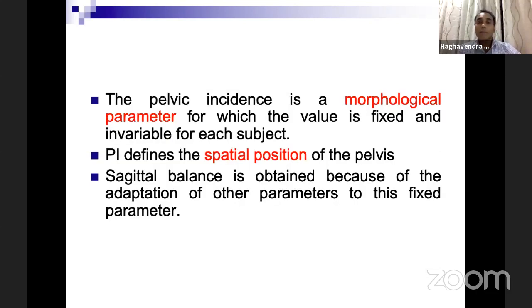Now, the pelvic incidence is a morphological parameter for that individual. What we have to remember is that once the individual attains skeletal maturity, the pelvic incidence is the same throughout their life. It is basically a spatial position of the pelvis, and the sagittal balance is obtained because of the adaptation, as I already told earlier, of other parameters like lumbar lordosis onto this fixed parameter.